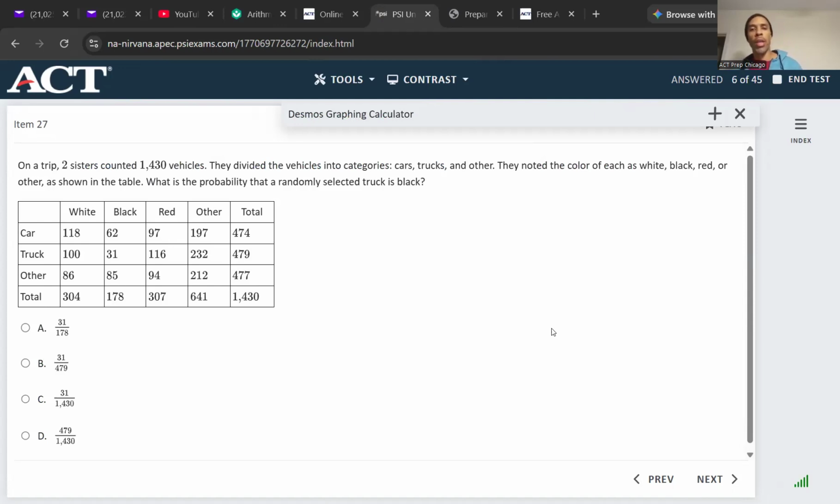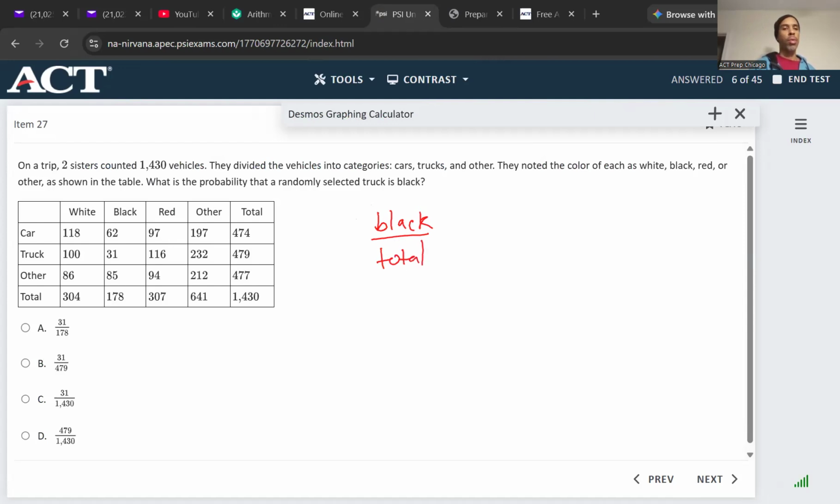They divide the vehicles into categories: cars, trucks, and other. And they note the color of each as white, black, red, or other, as shown in the table. What is the probability that a randomly selected truck is black? So remember, probability is always what we want over the total. So the probability is black over total.